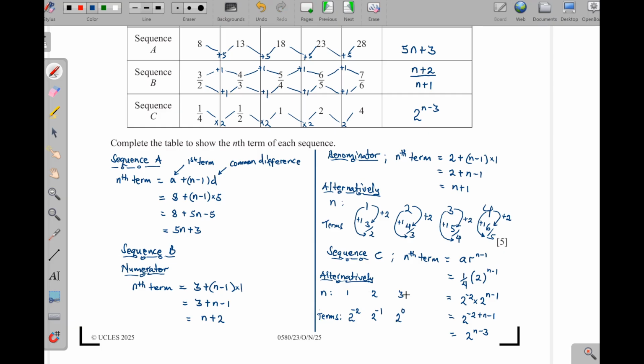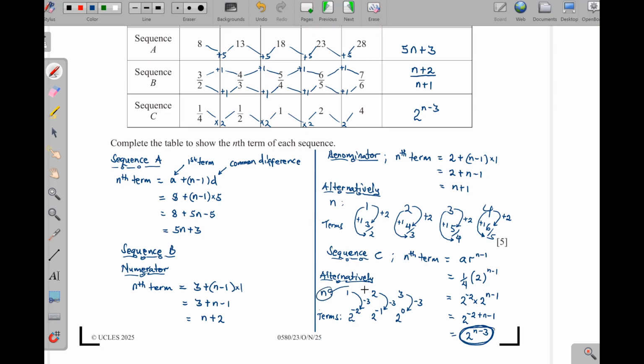Now I want you to look at the powers here, and then you relate them with those numbers, the positions of the terms. So from 3 to this one here to 0, you are subtracting a 3. From 2 to negative 1, you are subtracting a 3. From 1 to negative 2, you are subtracting a 3. So that means the nth term is going to be this one here.